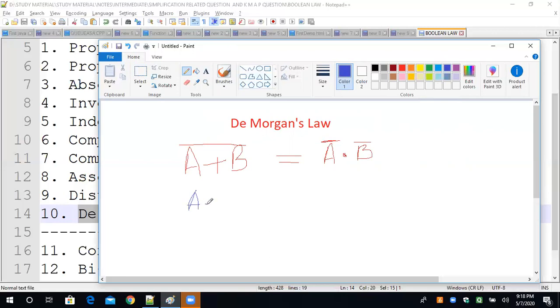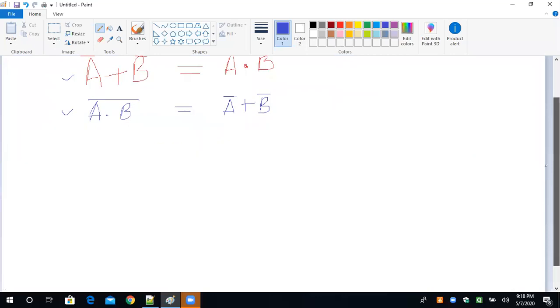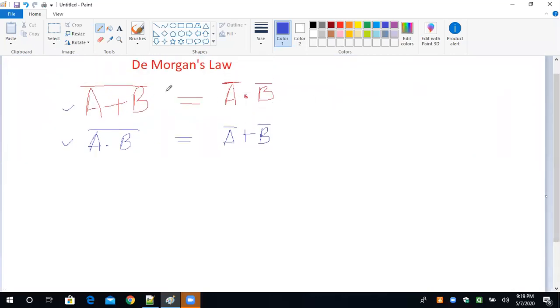A dot B whole bar is there, so we can write A bar plus B bar. Both the De Morgan laws I will prove by the truth table. You just wait and watch. Just a moment. So first of all, I am proving this law.